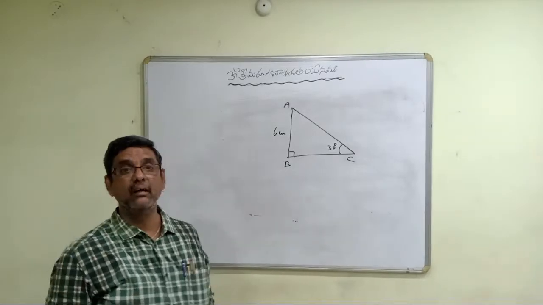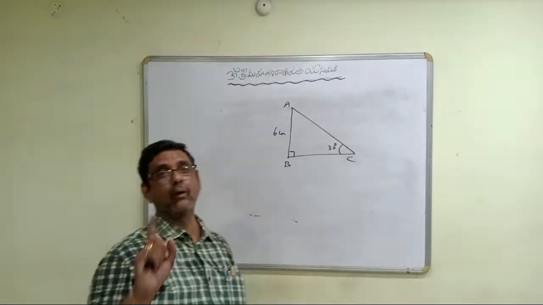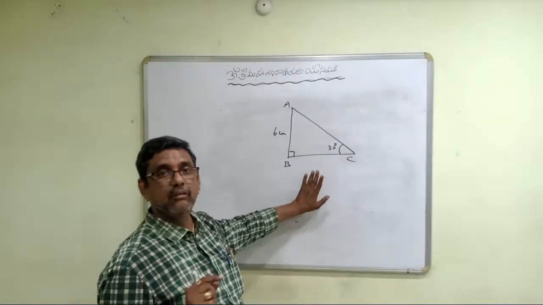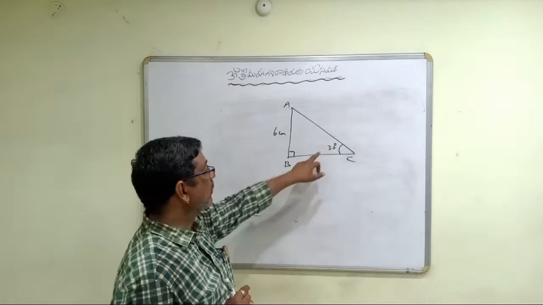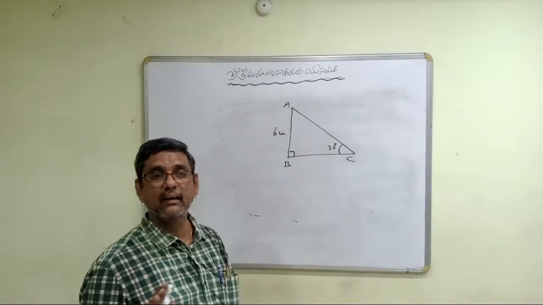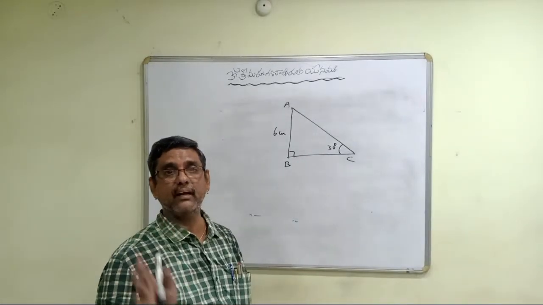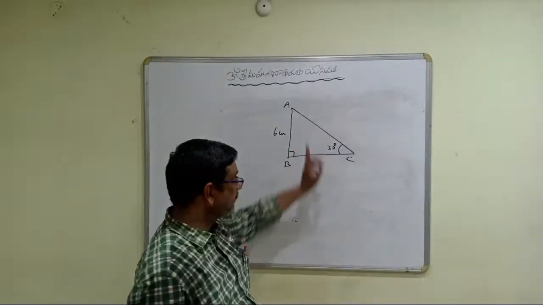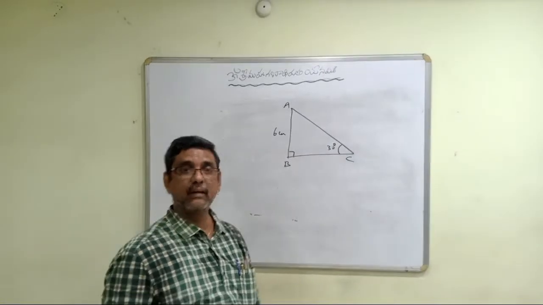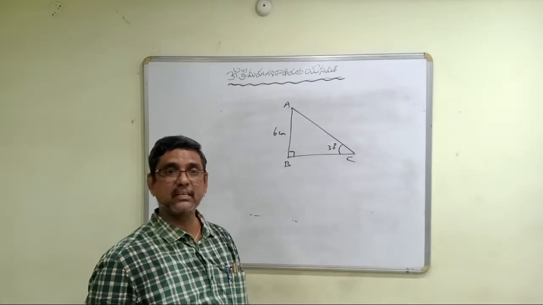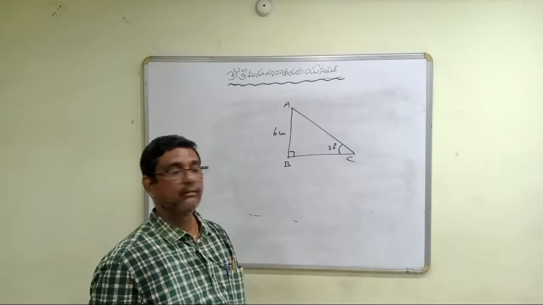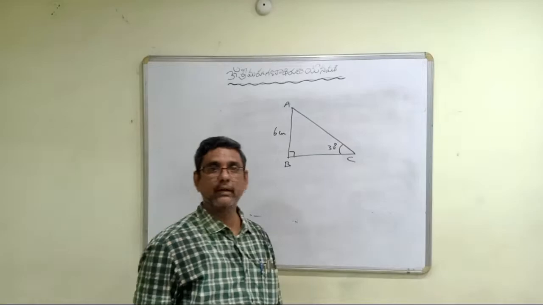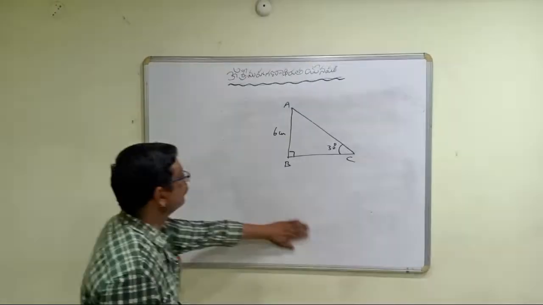I told you why we should study trigonometry. For this, look, one of the acute angles is given and one of the sides is given. We can find out the remaining two sides. Not only that, we can find out all the trigonometric ratios. Okay? Right. How to do it?